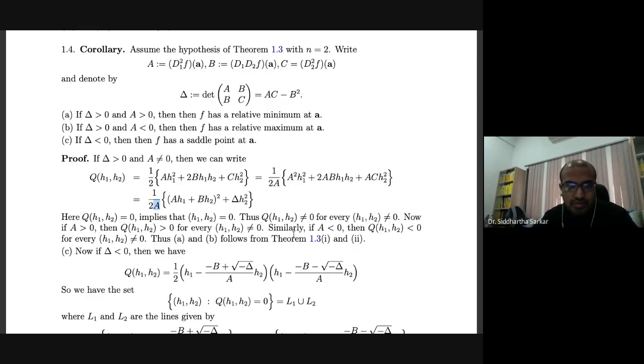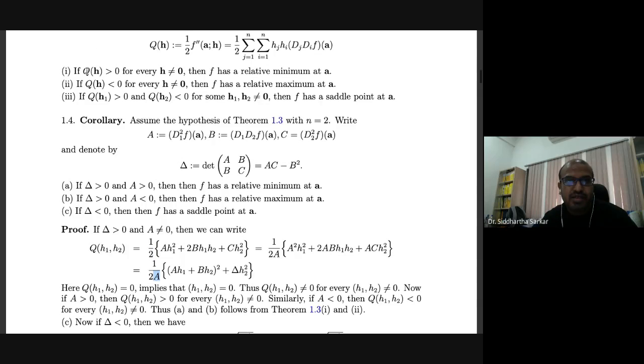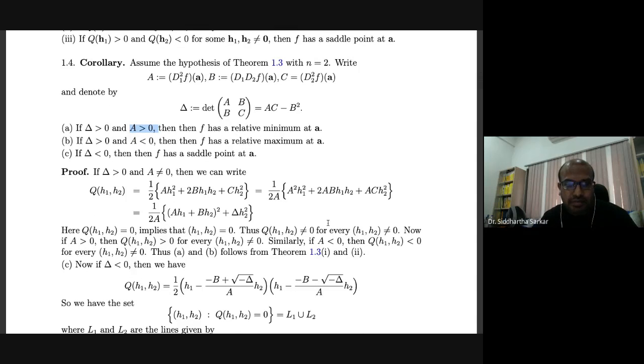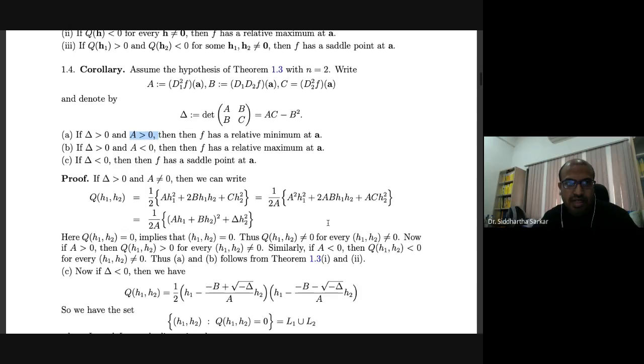So then I immediately get this one. If you compare it with this one, if the quadratic form is positive, then I have a minimum. So the quadratic form is positive if my A is positive, so I have a minimum. And similarly, if A is negative, then I have a maximum. Now I've come to the second case, where delta is negative.